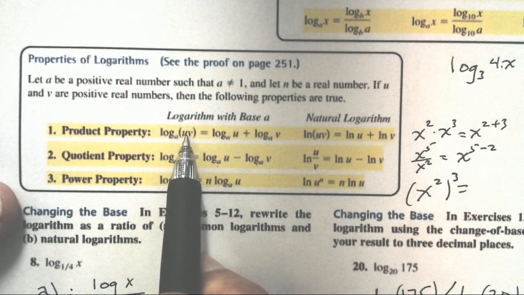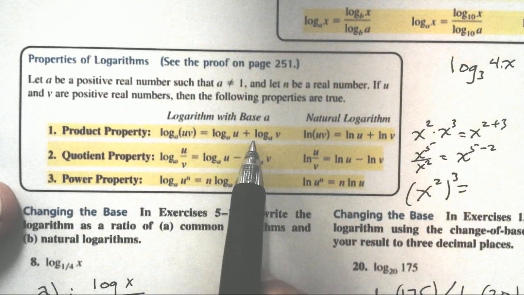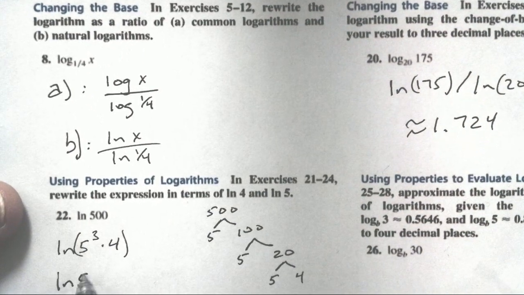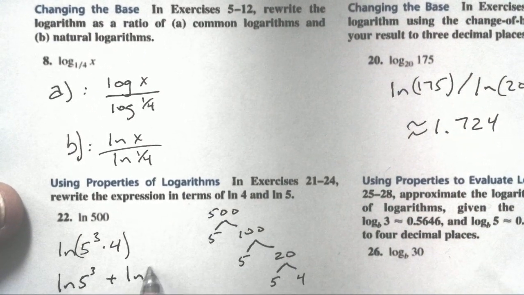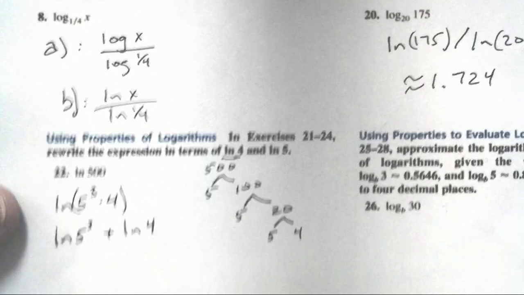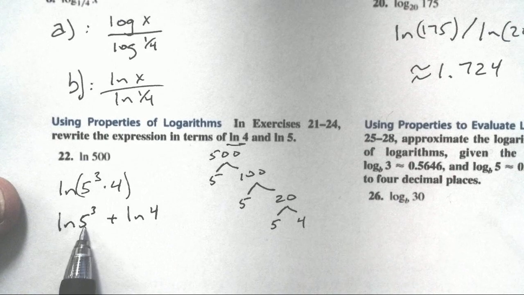I can use rule 1 where there's a product. You can turn that into a sum. And I've got 5 to the third times 4, so that's ln 5 to the third plus ln 4. And that's good. I've got a plain old ln 4. Now I need a plain old ln 5.